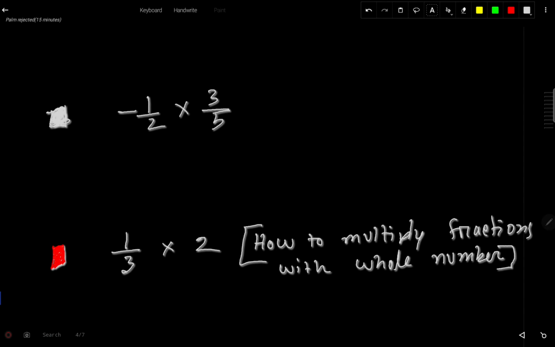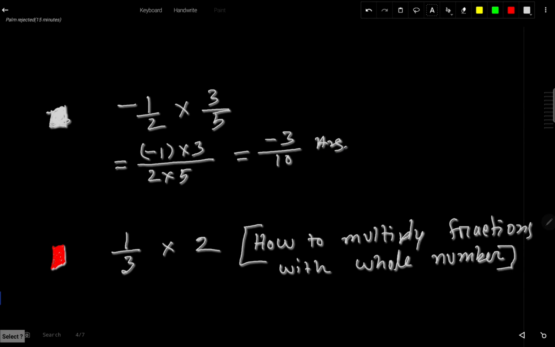So let us consider these two fractions. This is a negative sign, right? So you can consider this negative sign here or here. That is, you can consider it with the numerator or denominator. But here I will consider this negative sign with the numerator. So to multiply, we have to multiply top to top, that is numerator to numerator, then denominator to denominator. So we are getting here minus 3 divided by 10. So this is the answer, right?